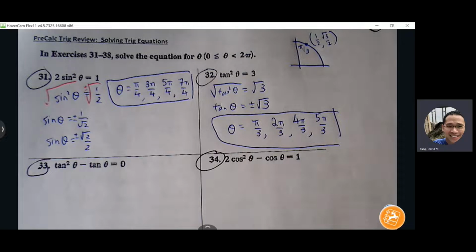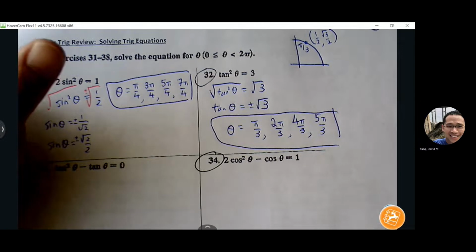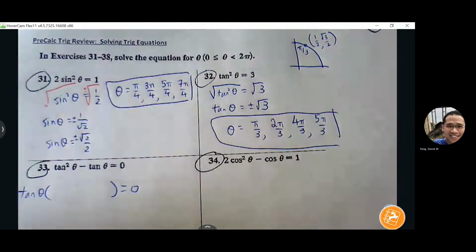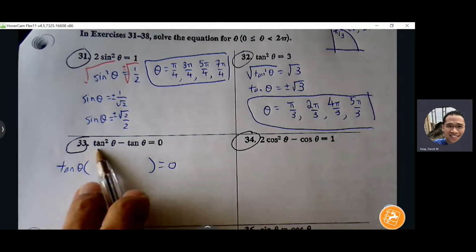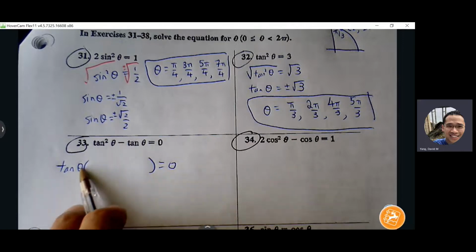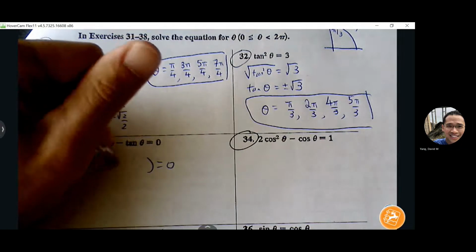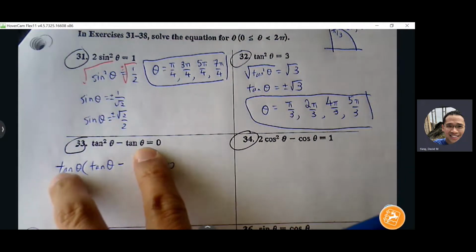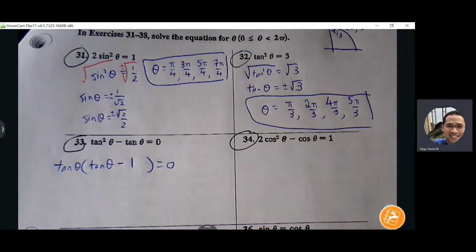Okay. 33, what would your first step be? Yeah, factoring, right? GCF, factor out a tangent theta. When I take out a GCF, I'm really dividing my original expression by my GCF. So tangent squared divided by tangent theta. What's left over? Just tan theta. Tan theta divided by tan theta is 1. Yep, there's our factored form. Set both equal to 0, solve for theta.